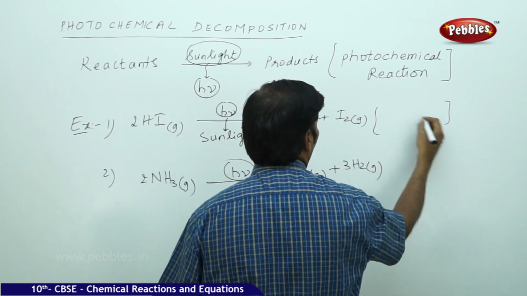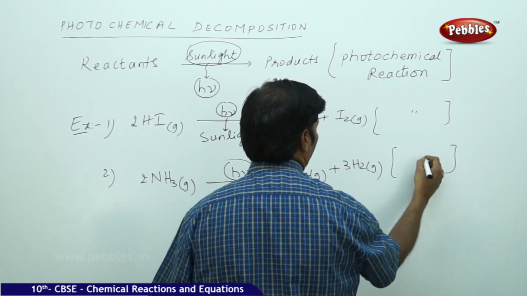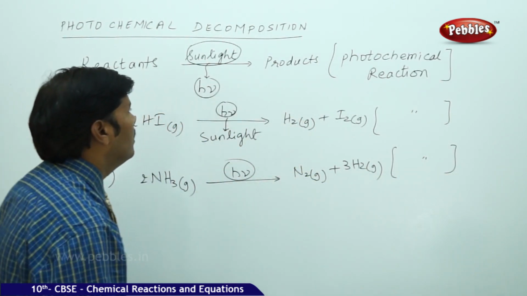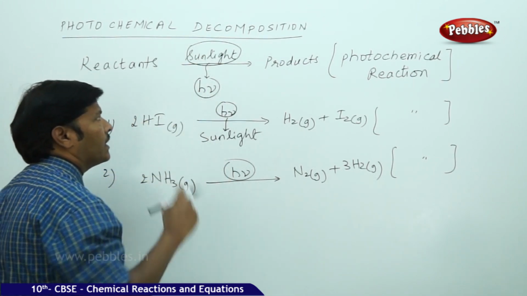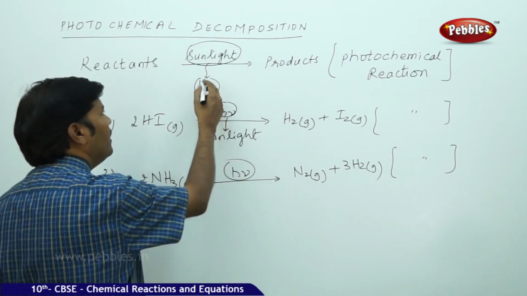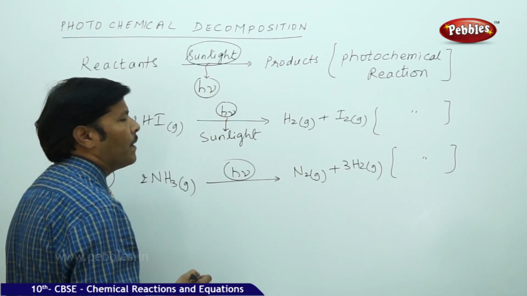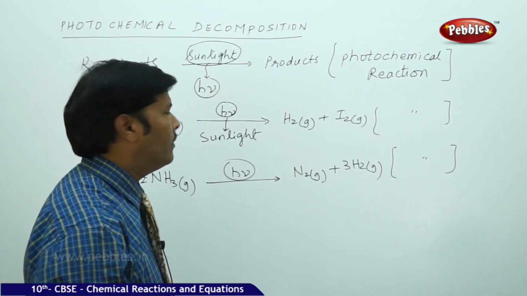All these come under photochemical reactions. We call them photochemical reactions or photochemical decomposition, because here the sunlight is acting as a catalyst. Sunlight is mathematically given by h mu, where h is the Planck's constant and mu is the frequency of radiation.